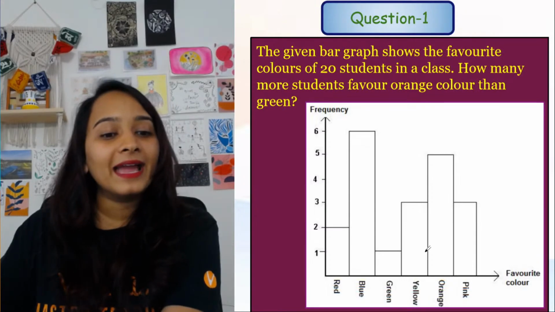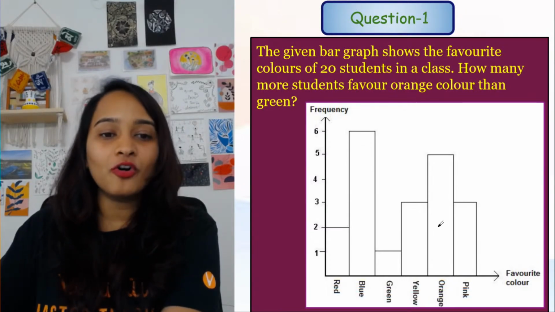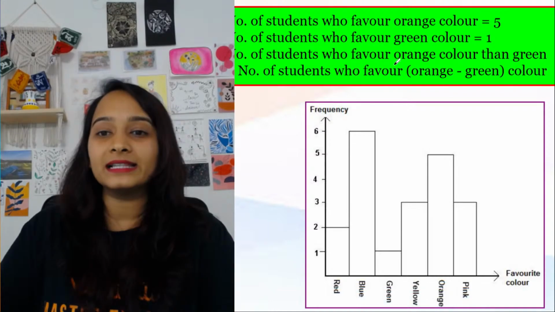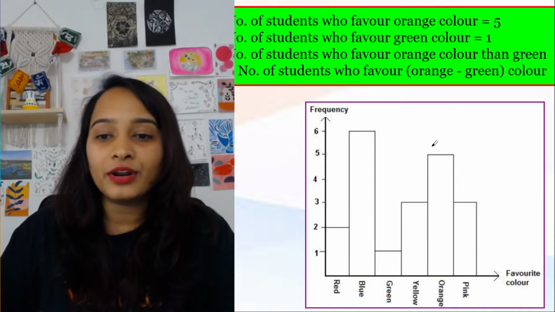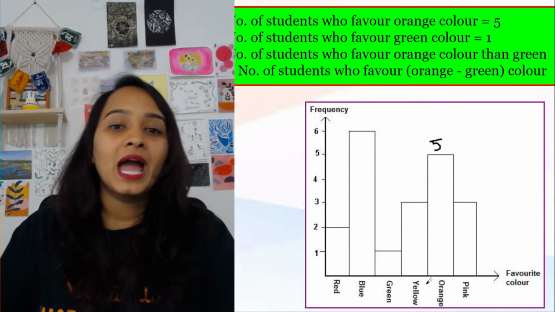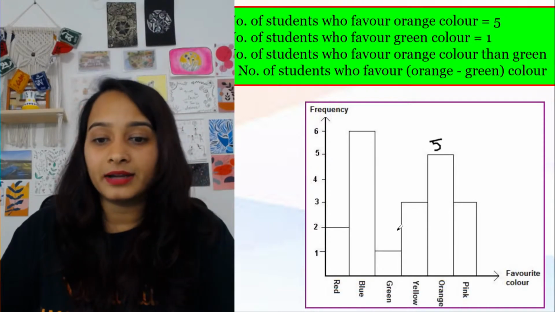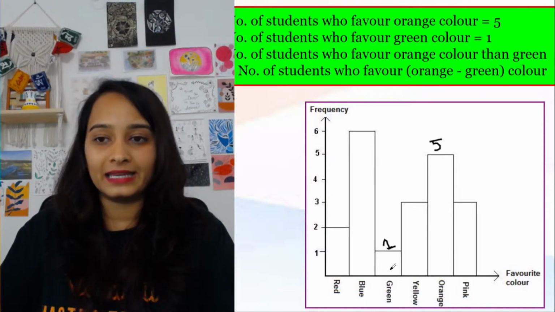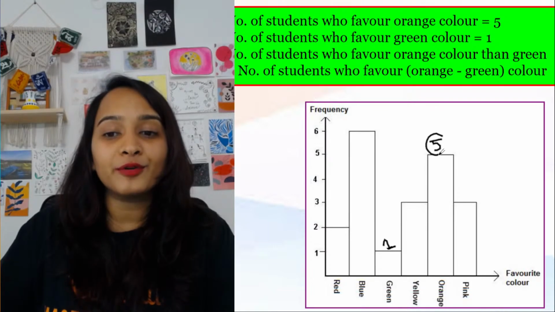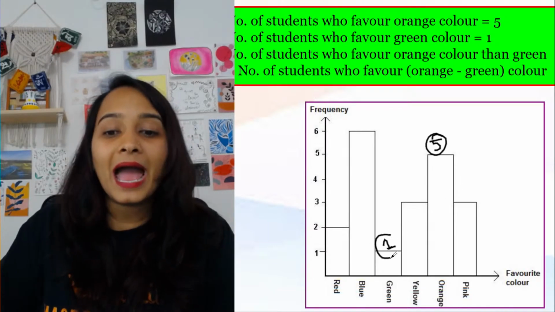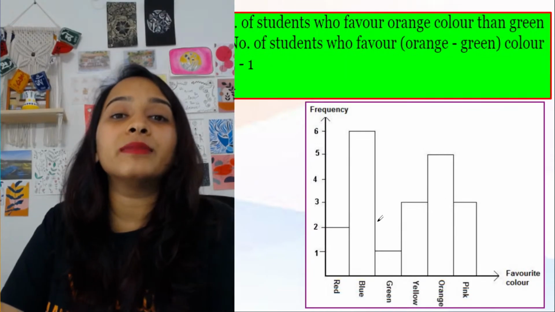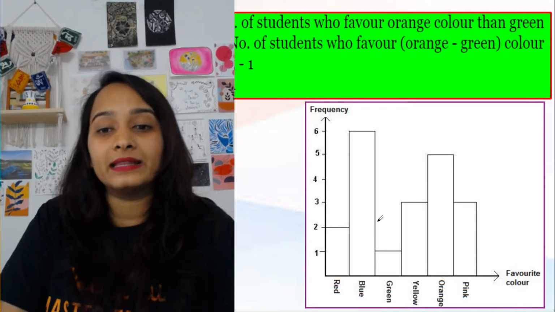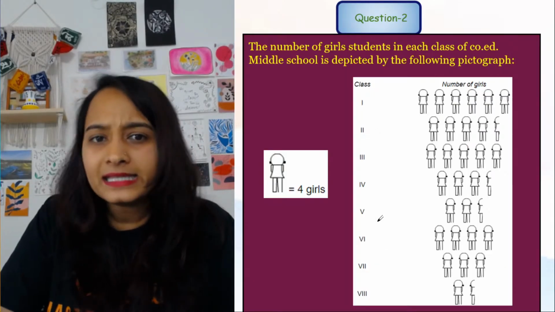You tell me. Exactly, 4 people. How did I tell that? How many people like orange? 5 people like orange. How many students like green? Only 1 student likes green. So the difference between the number of students who like orange and green will give you how many more people like the color orange. Easy peasy.